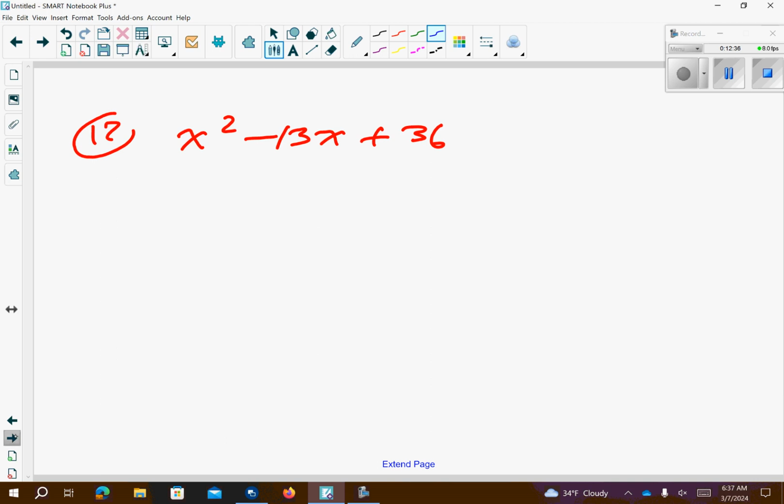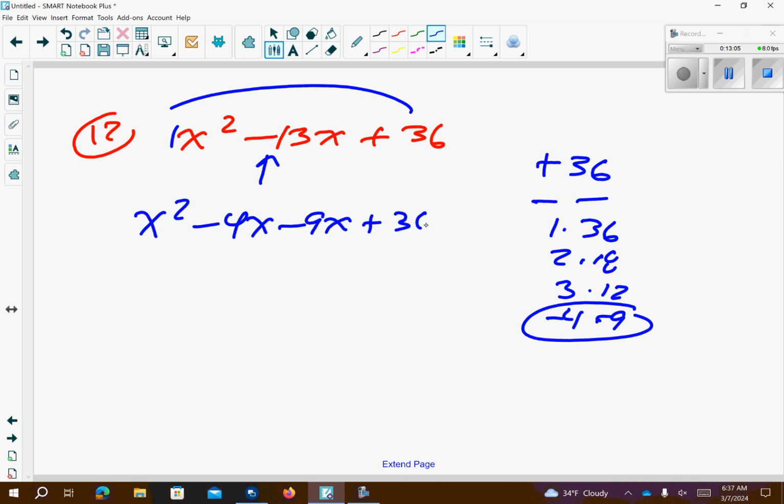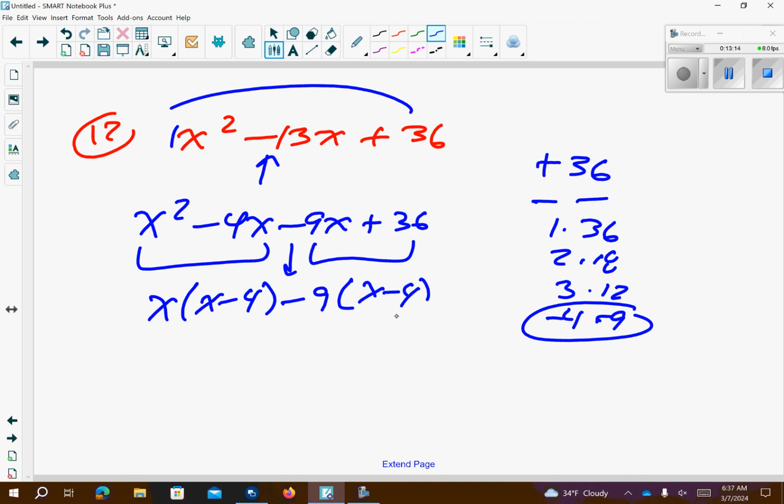There's an 11. Here comes 12. Put a 1 out front. That's positive 36. Both signs will be negative because I have a negative there and a positive there. And so the factors of that are going to be, let's see, 1 and 36, 2 and 18, 3 and 12, 4 and 9. 4 and 9 works. Both negative. Don't forget the x's. Factor out an x. Bring down the 9. Factor in. Don't forget to change the signs. X minus 4 and x minus 9.